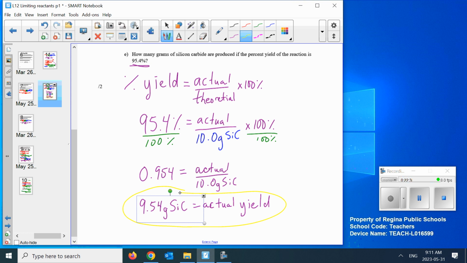So that one was a little variation. Now, like I said, you understand percentages. I could have just jumped into 0.954 times 10. I don't care as long as you're consistent.